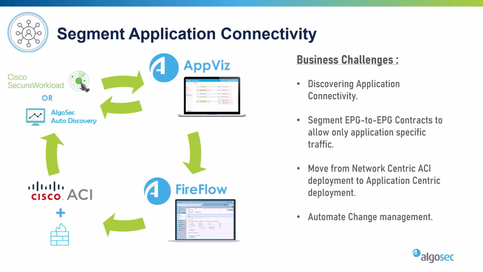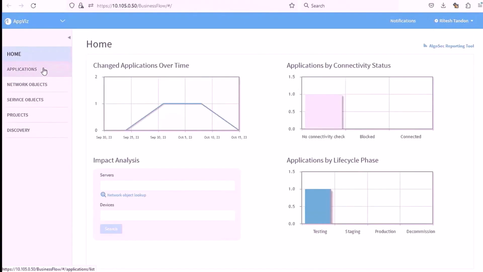All of the work can be done automatically using AlgoSec's change automation engine, FireFlow, using which you can automatically provision contracts and their relationships with a single click across your ACI infrastructure, whether you are using a single ACI APIC cluster or a multi-site ACI deployment using Cisco's Nexus Dashboard Orchestrator. I guess there was enough talking. Let's see this in action.